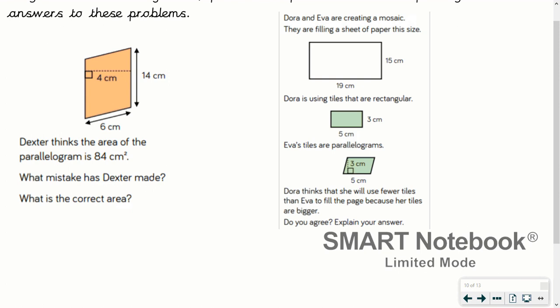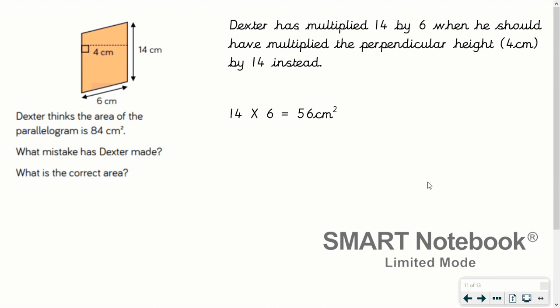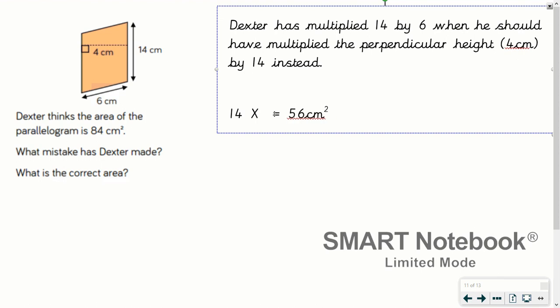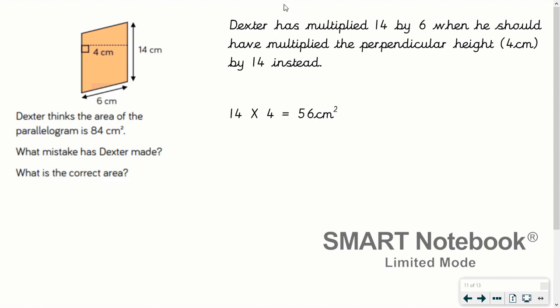Right, so we're back and we'll go through the first one. So Dexter has multiplied the 14 by the 6, which has given him 84. And this we know is not the perpendicular height. Okay, we know that that's not what we times by. The perpendicular height was given to you here as 4 centimeters. So we actually, what am I doing now? I put 6 again. See, I've been confused by it. There we go. So he's multiplied 14 by 6 when he should have multiplied the perpendicular height, 4 centimeters, instead. So 14 times 4 is 56. Okay, so the actual area is 56 centimeters squared.